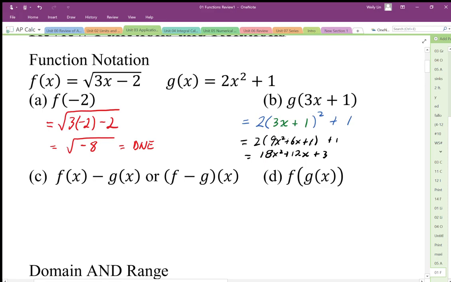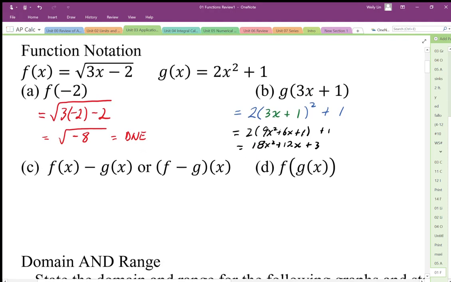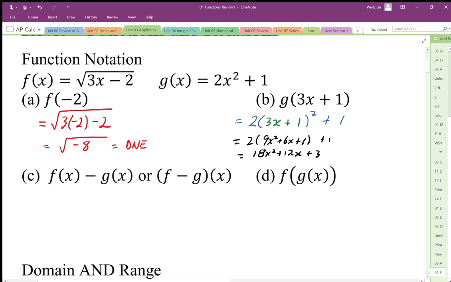So we can also combine functions using function notation. So f of x minus g of x just means we're going to take our f of x function. I'll do this one in red. So we're going to take our f of x function, 3x minus 2, and then we're going to subtract our g function. Okay, so it just becomes 2x squared plus 1.